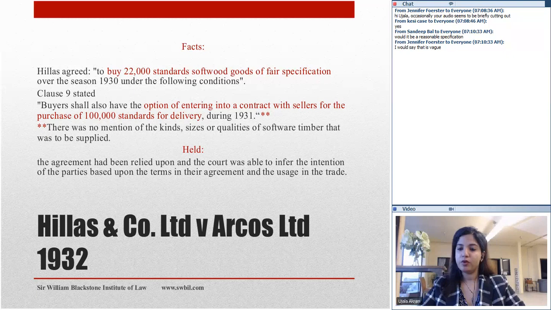So two important points in this case. How this case is different from the one we previously discussed. The contract was already performed upon, so they had already accepted 22,000 standards of timber. So courts took the opportunity and applied the same meaning of fair specification to the next batch of 100,000 standards, right? And the second thing they looked at was the general trade, like how the general business of timber is conducted, to find the meaning of that specific term, which was considered vague on the face of it.